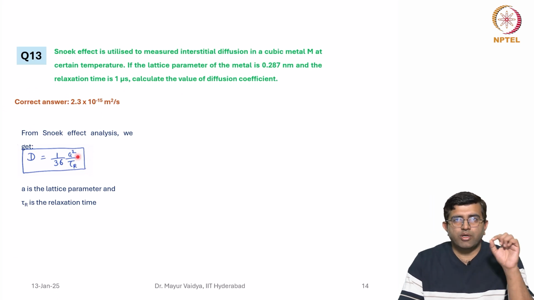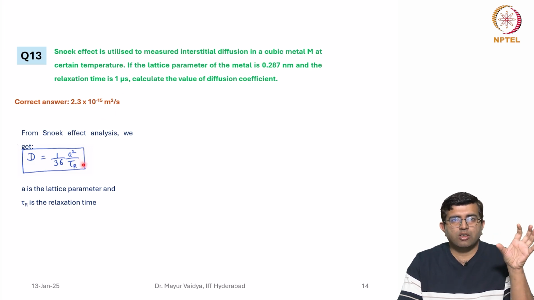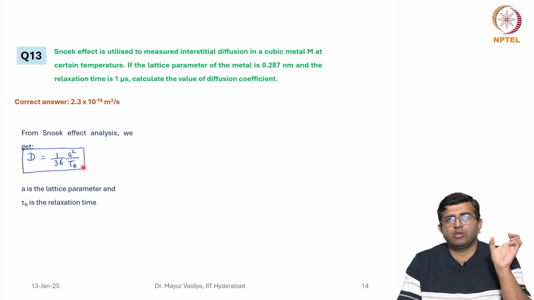Remember, very important in these questions which appear simple, but where we find students making mistakes in assignments or in the exam, is the conversion of the units. a is in nanometers, so you have to multiply by 10 power minus 9 to convert it into meters, and the relaxation time is given in microseconds, so you have to multiply it by 10 power minus 6. If you do that correctly, the diffusivity value is obtained as 2.3 into 10 power minus 15 meters square per second.